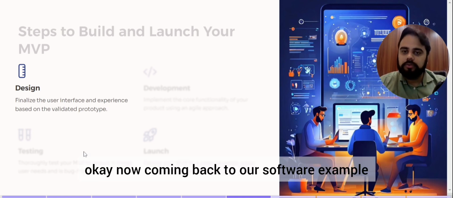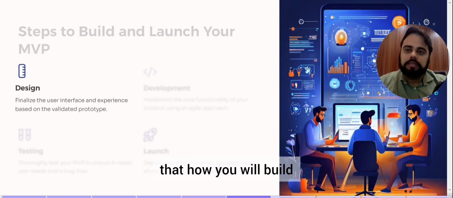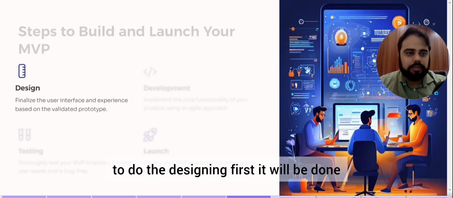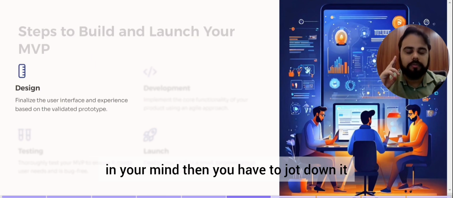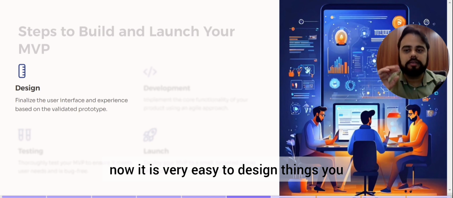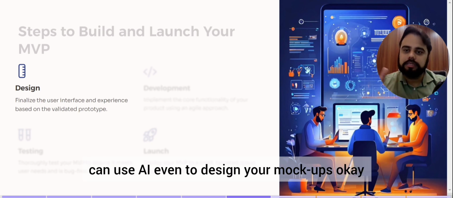Now, coming back to our software example, how you will build and launch your MVP. First, you have to do the designing. It will be done in your mind, then you have to jot it down. Now it is very easy to design things. You can use AI even to design your mockups.